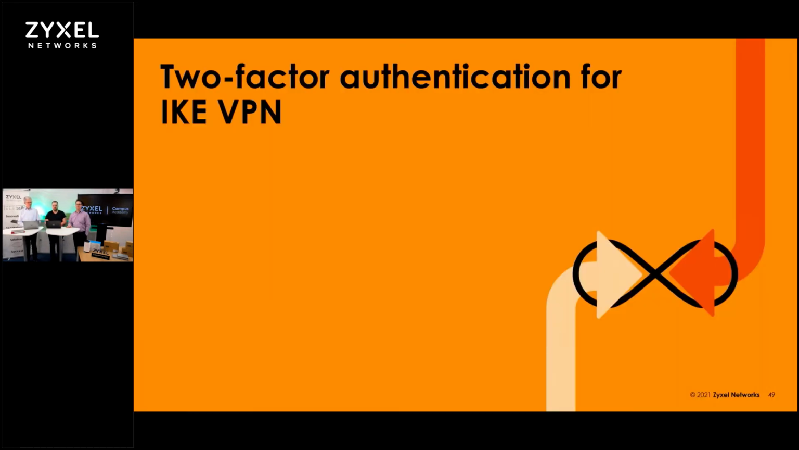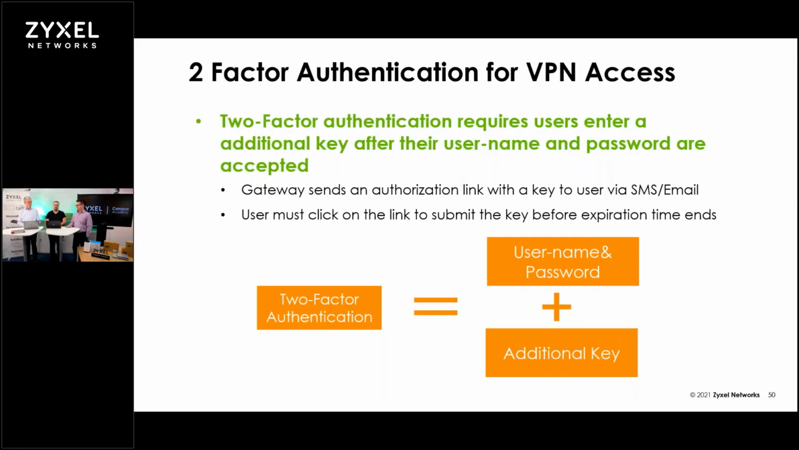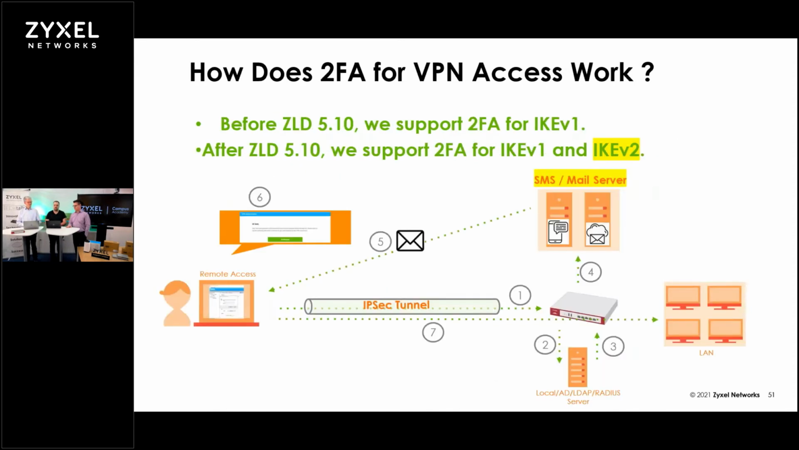Next topic, we have two-factor authentication. This is quite important in 2021 as we have username and password, but an additional key is an additional security enhancement. Previously it was only available for IKE version 1, and now we enhanced it to also support IKE version 2. That means if you build up, for example, a VPN tunnel, L2TP or SSL VPN tunnel, after login with your credentials you get an SMS or email with a two-factor link, and after you submit this link, you will get access to the network.